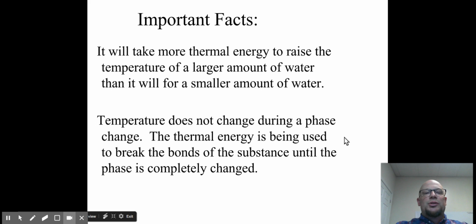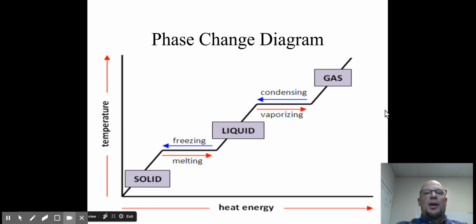Temperature does not change during a phase change. So we looked at this on Thursday with the lab that we did. The thermal energy is being used to break the bonds of the substance until the phase is completely changed. And so we have an example of a phase change diagram here.